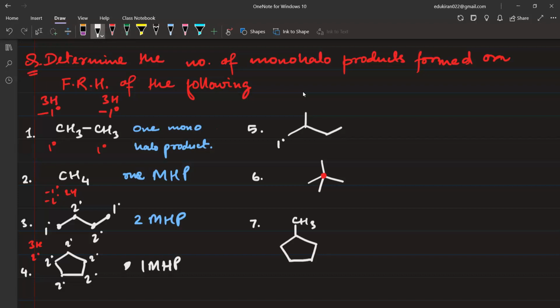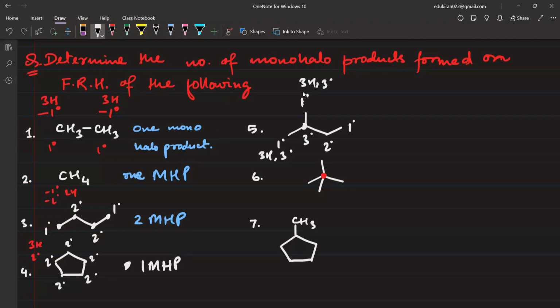Now let us look at the fifth one. We have this 1 degree. This is also 1 degree. This is also 1 degree. This carbon here is 3 degree. This carbon here is 2 degree. So 3 degree and 2 degree are different. We'll have to see what is about 1 degree. So this 1 degree carbon is attached with 3 hydrogens, and it is further attached with a 3 degree carbon.